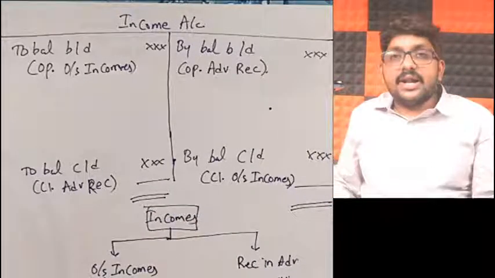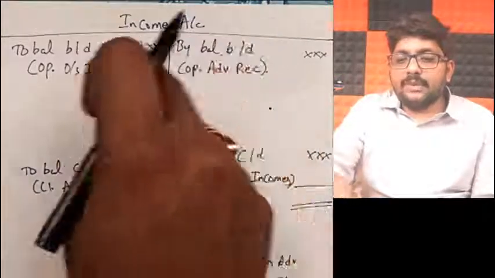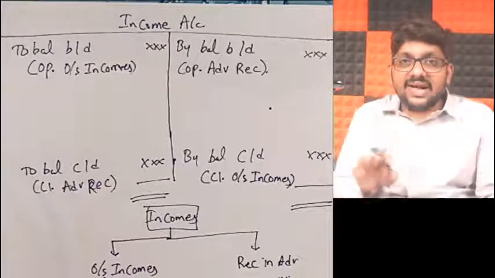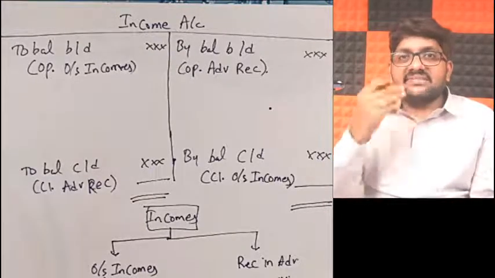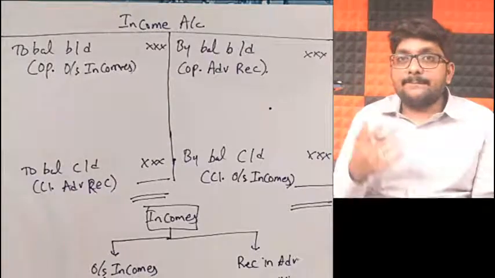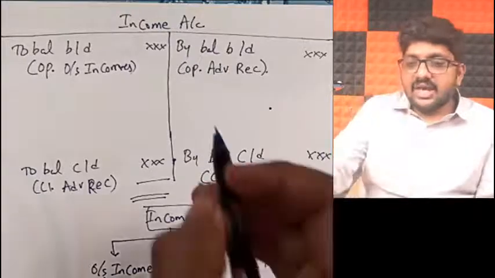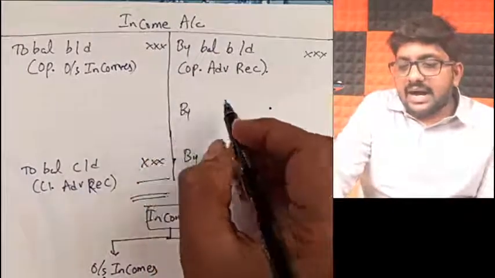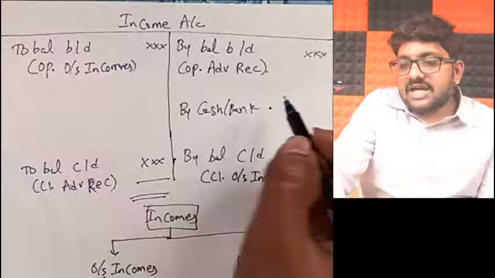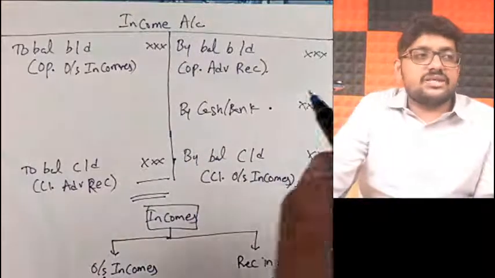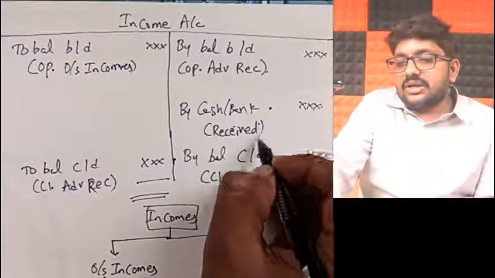Okay. Now what is happening? You observe. Now I have taken two opening balances and two closing balances in relation to outstanding incomes and income received in advance. Now I am receiving the income. When I receive the income, incomes come under the credit category, which means if they increase, I have to credit them. So I credit them by cash or bank, writing on the credit side. This is what you have received during the year.